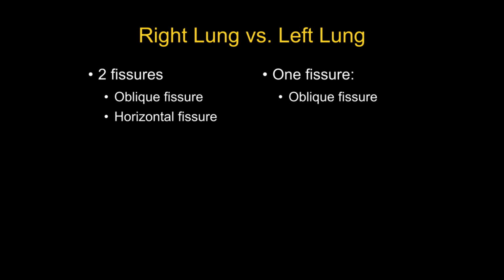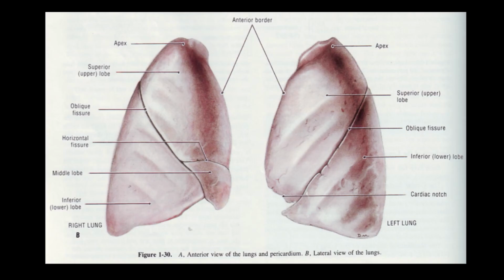The divider on both sides is an oblique fissure, with an additional horizontal fissure on the right side that is not present in the left lung. Here we see on the right, pointed out for you, that horizontal fissure which does not exist in the left lung. That's one marker for identifying whether this is a right lung or a left lung, because both lungs will have an oblique fissure.